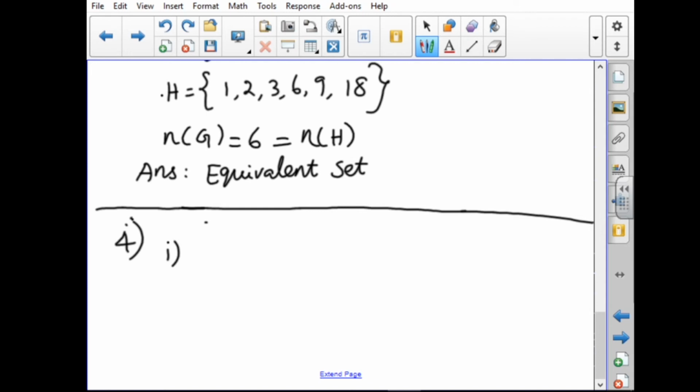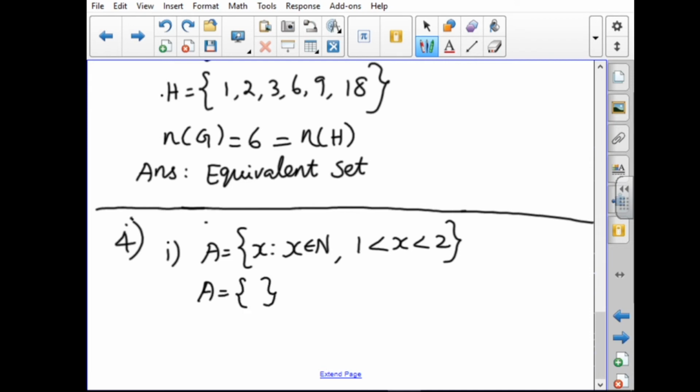A is equal to x such that x belongs to N. N means natural numbers and 1 less than x less than 2. In natural numbers, there is no element between 1 and 2. Here 1 and 2 are not included. So we should check the natural numbers between 1 and 2. So there is no element. So A is equal to empty set. So it is called null set.